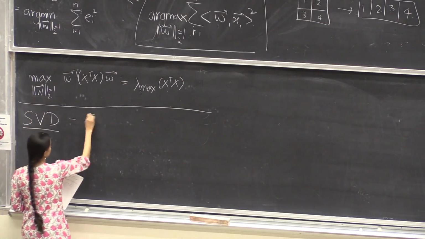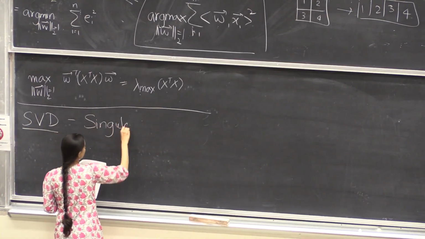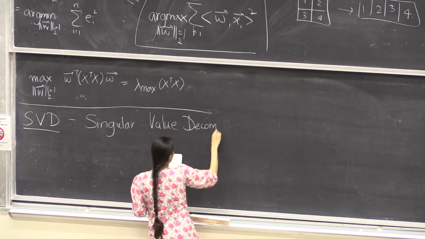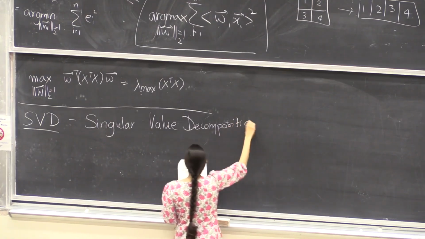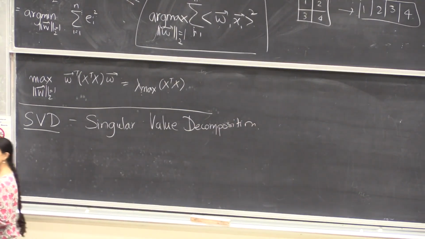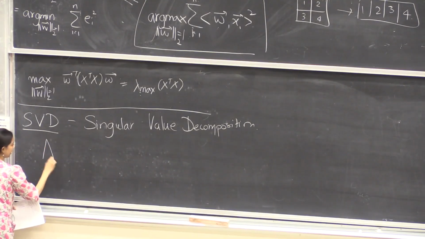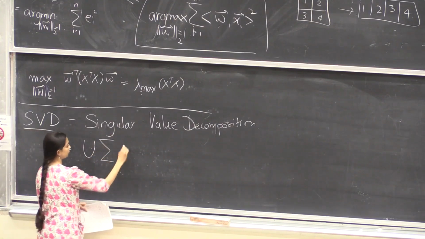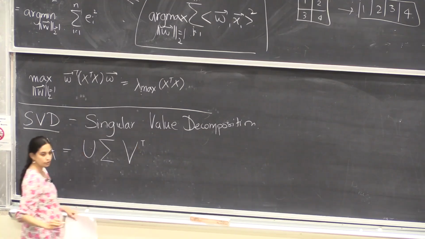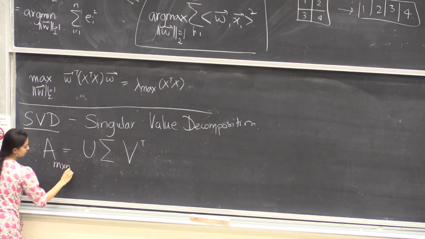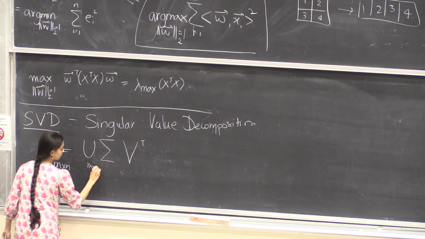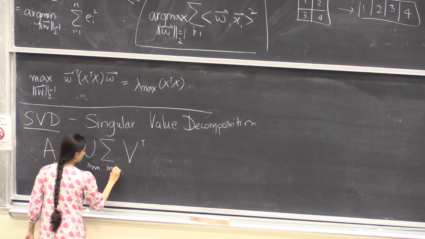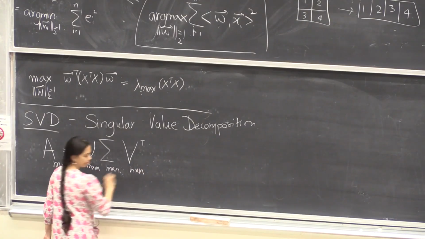So let me introduce the SVD, which you've all seen before. This is just review. Singular value decomposition. Given any matrix A, I can always write A as three matrices: U, sigma, V transpose. A is m by n. U is m by m. Sigma is the same dimension as A, so it's m by n. And V is n by n.